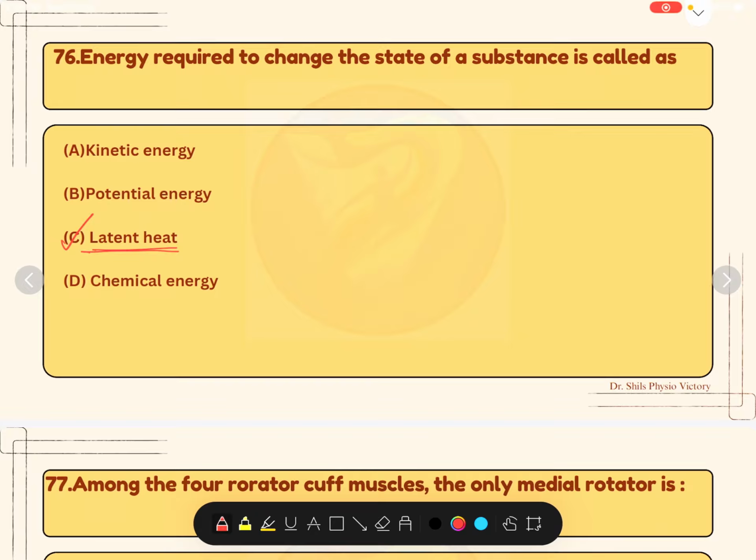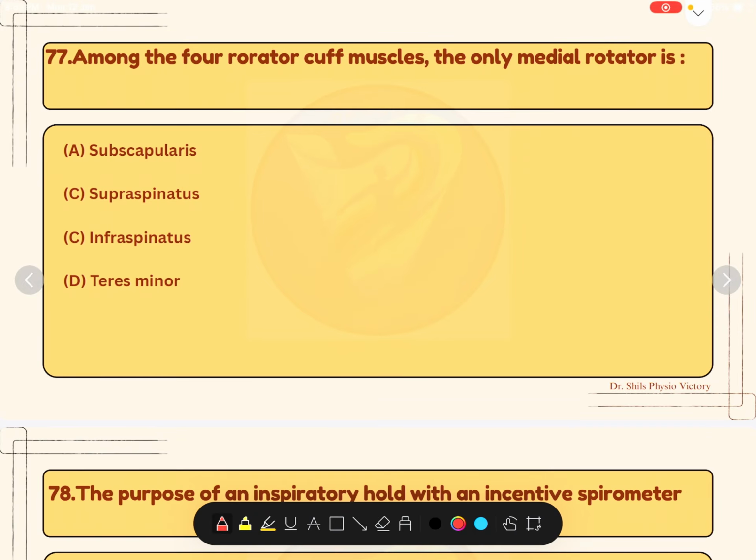Next, come to question number 76. Among the four rotator cuff muscles, the only medial rotator is option A, subscapularis, option B, supraspinatus, option C, infraspinatus, option D, teres minor. Here, the correct answer is option A, subscapularis. Subscapularis is the only muscle for medial rotation.